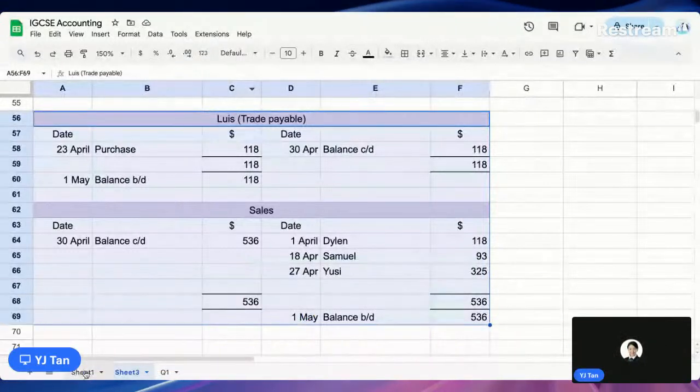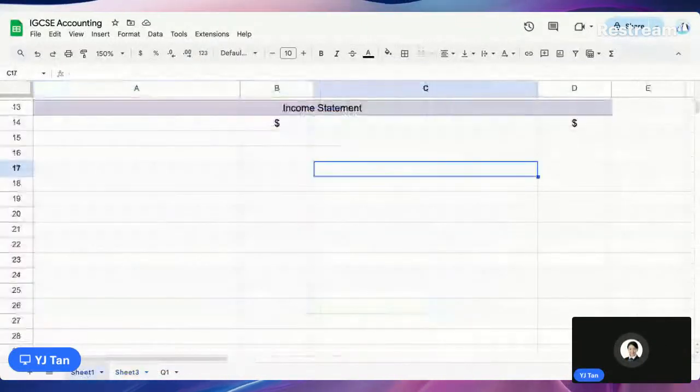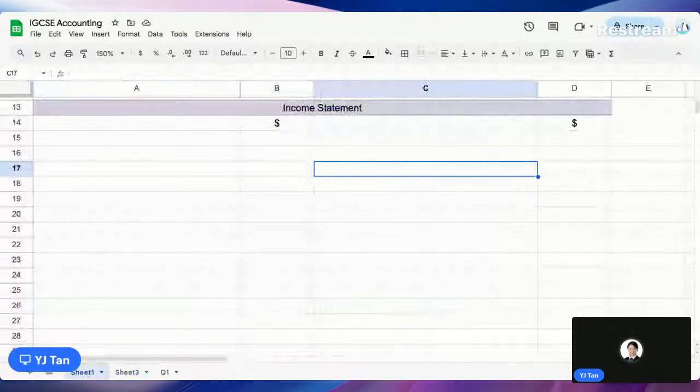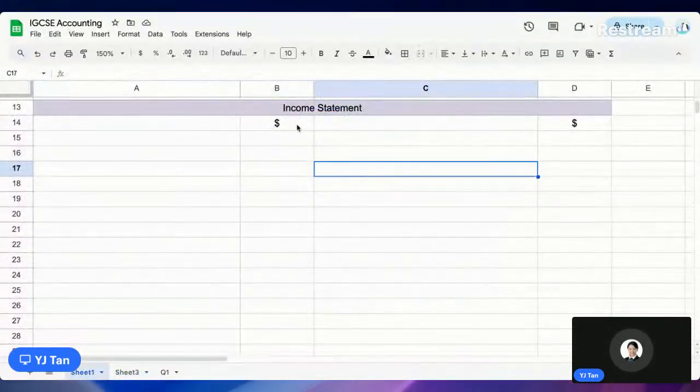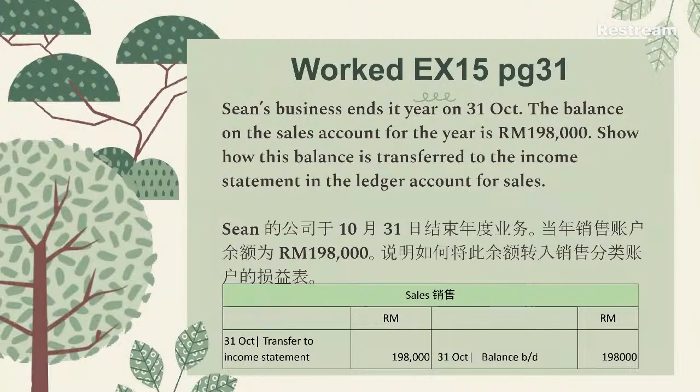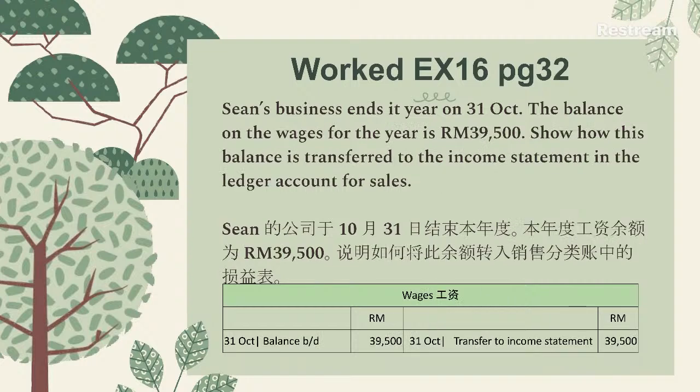Okay, so this is the income statement. So you transfer there. Just now I showed you on the slide, it is in debit, right? So in the income statement, the sales you have to put in, which is 198,000. In the income statement, sales is this much. So I transfer, I complete. So this is how I transfer to the income statement.